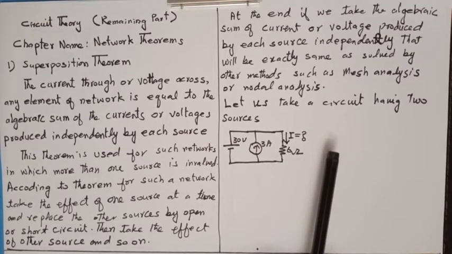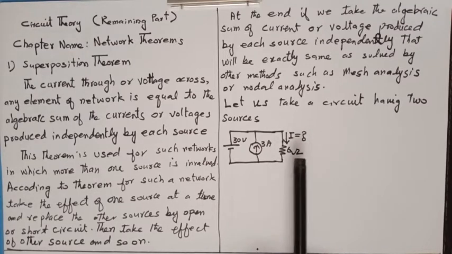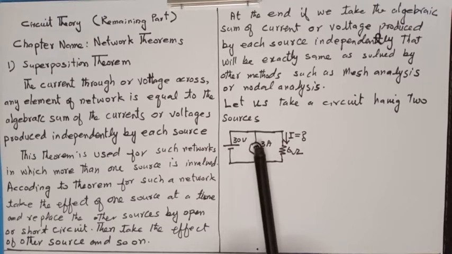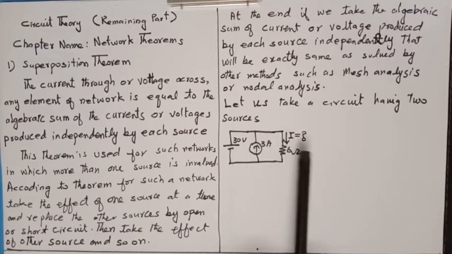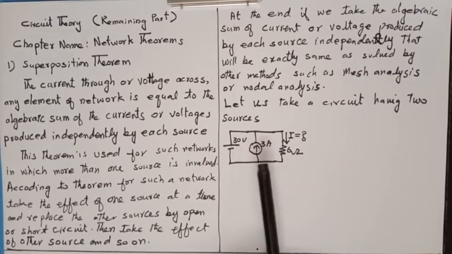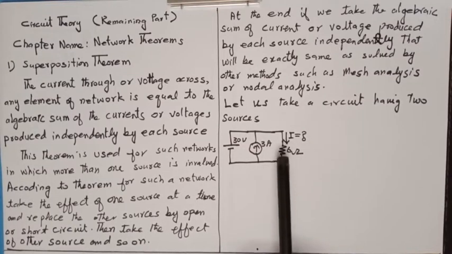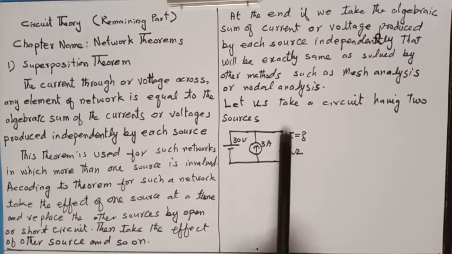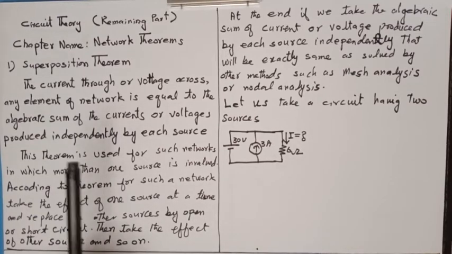We name that current as I1 or I dash. The next time we neglect this voltage source and select the current source, and again we calculate the current over here, that would be I double dash. And in the last step, we take the algebraic sum of both currents, that is I dash and I double dash, and that would be equal to the exact value of current which is flowing over here. Now come to the definition of the theorem.